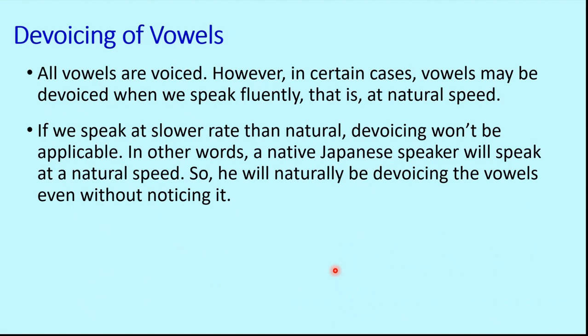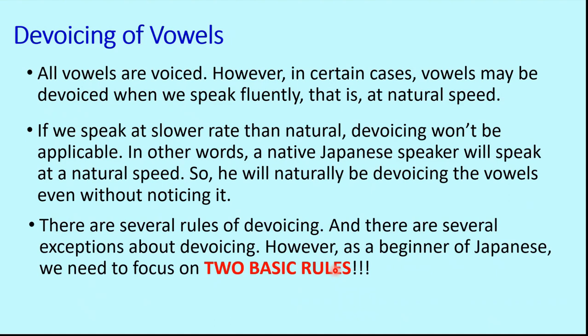It is said that many Japanese people don't know the theory of devoicing of vowels, but they speak it very correctly. They pronounce the words very correctly. They perform devoicing of vowels even without knowing that they are doing it. So one may ask, what is the reason for devoicing, or what's the use of devoicing? The answer could be to make the spoken language more fluent, look more natural, at a faster pace, and sound more practical. So there are several rules of devoicing, and there are several exceptions to it as well.